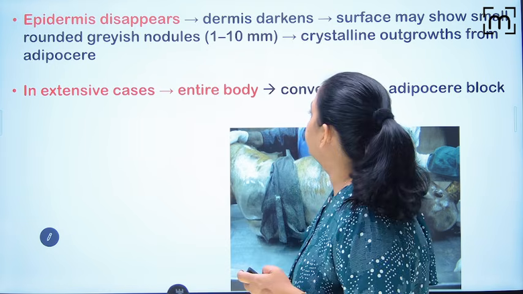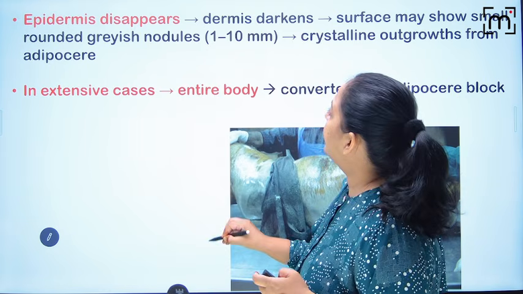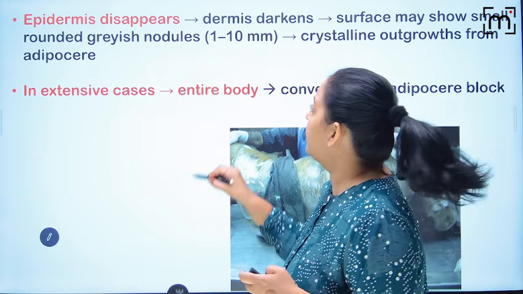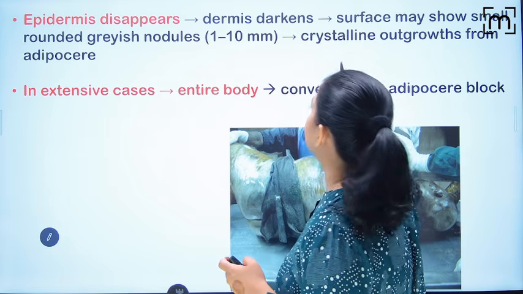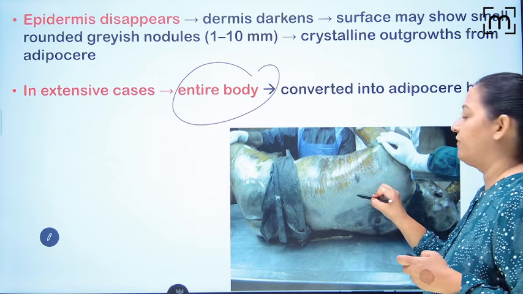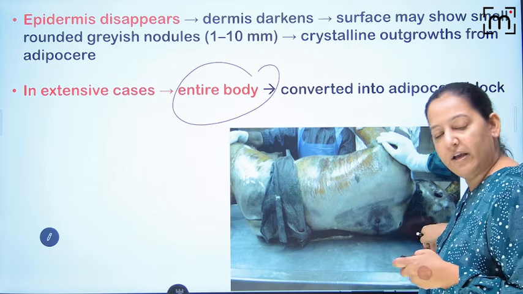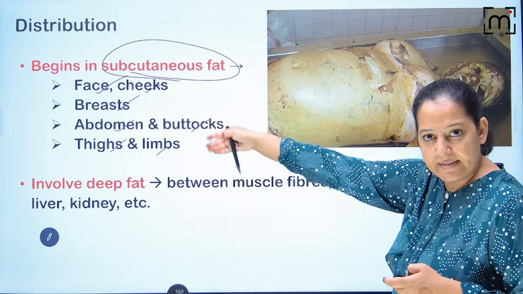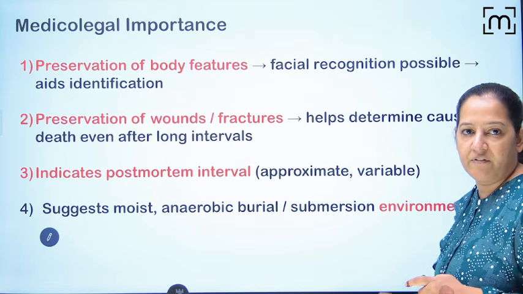Later on, the epidermis disappears and the dermis darkens. You can see in an extensive case, the entire dead body is converted into adipocere. It starts like this, and then the entire body converts into adipocere.